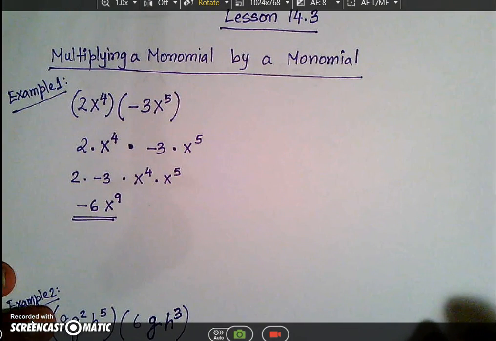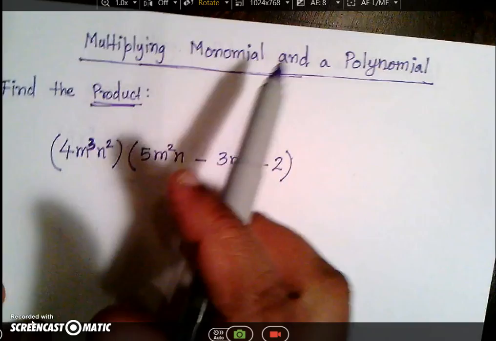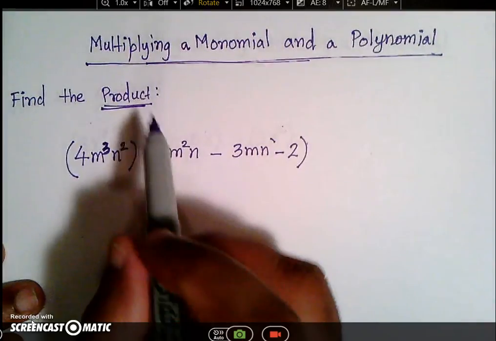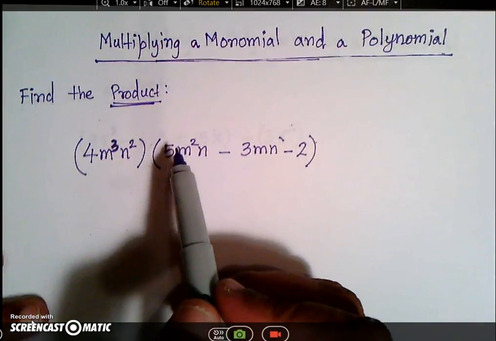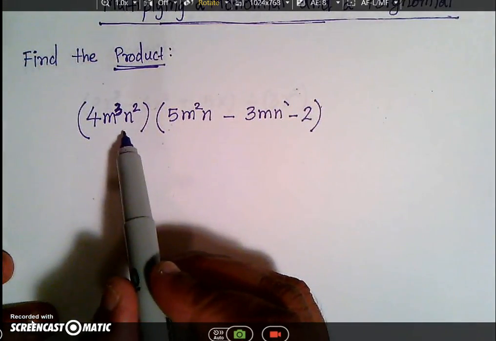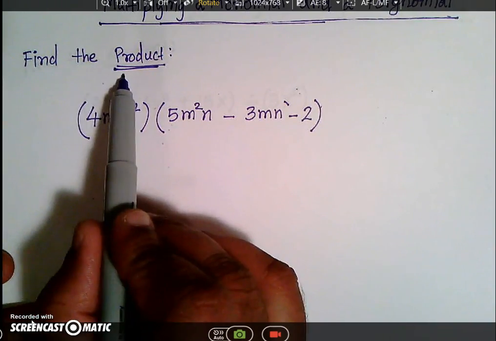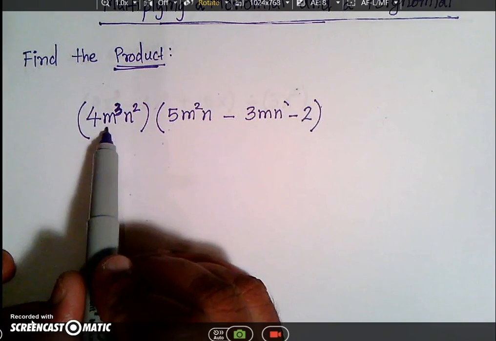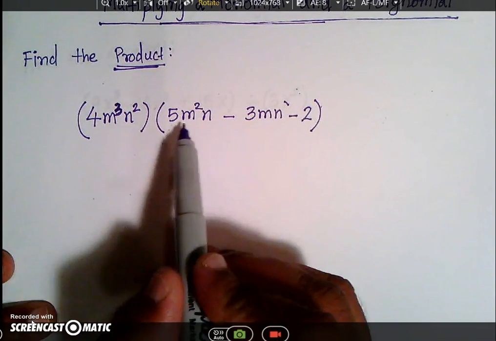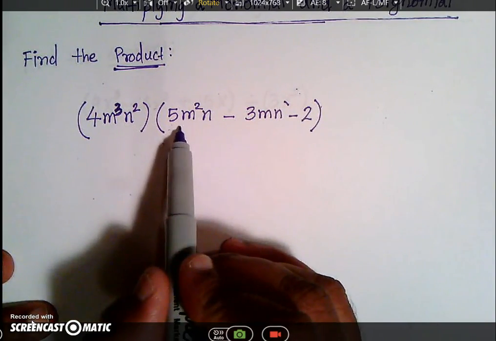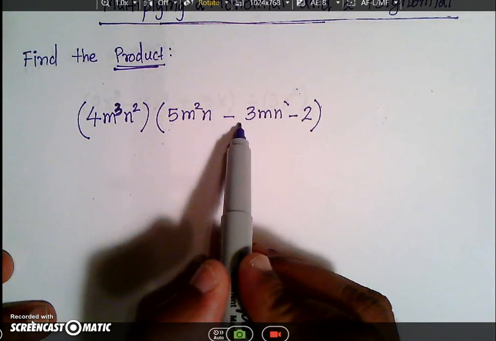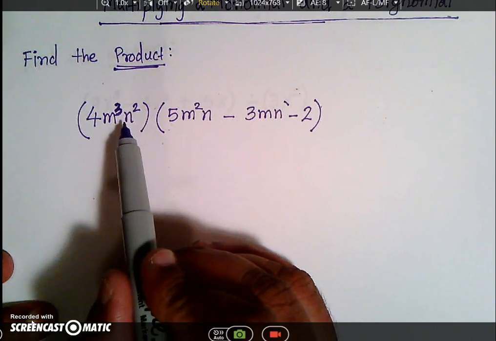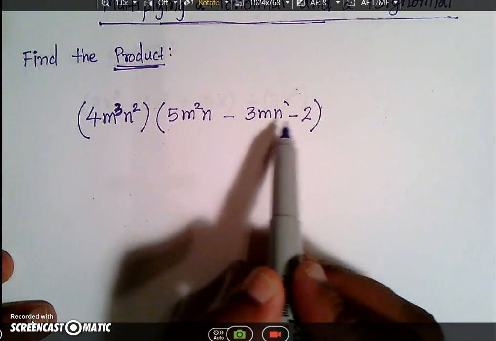So next topic is multiplying a monomial and a polynomial. Alright, multiplying a monomial and a polynomial. So this is a monomial here. Finding the product, because multiplication gives rise to a product. So 4m cubed n squared, and I have a polynomial 5m squared n minus 3mn minus 2. So I have a monomial multiplying a polynomial.